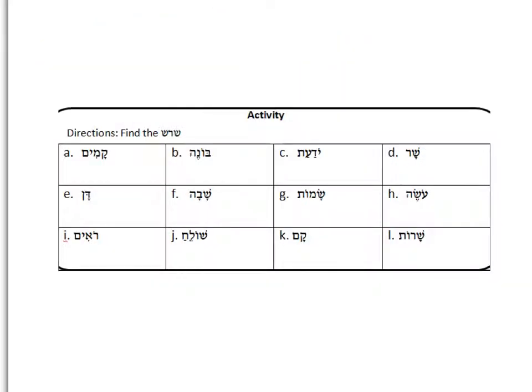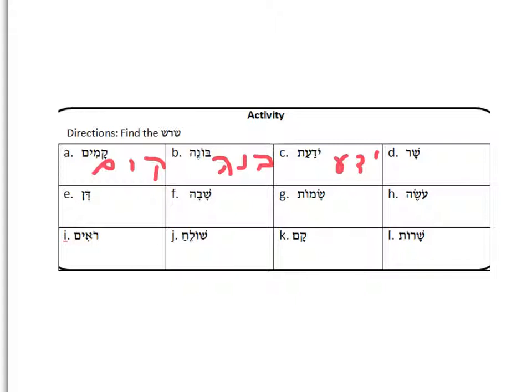For some extra practice, let's find the shoresh. In A, kamim, what's my shoresh? The im is not part of the shoresh. I have kuf, vav, mem. How about for B, boneh? Here I have all three letters of my shoresh, bet, nun, hey. I just have that cholam because it's a participle. How about yodat? Same thing, yod, dalet, ayin. I just have the guttural, which is why I get my patach suffix.